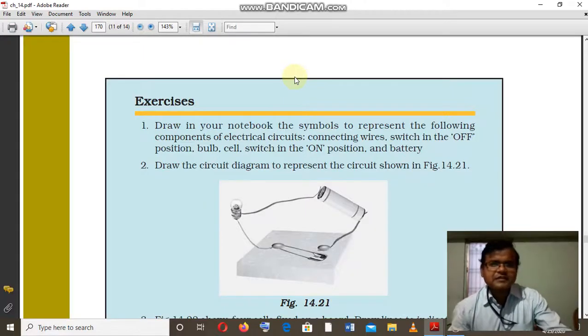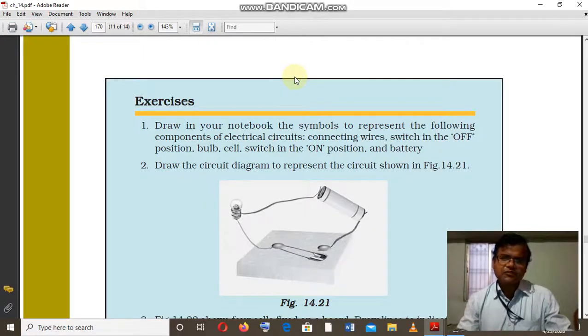Let us discuss the exercise and answers of the chapter electric current and its effects. Question number 1. Draw in your notebook the symbols to represent the following components of an electrical circuit: connecting wires, switch in off position, bulb, cell, switch in on position, and battery. This is already done and this is shown in the video also.